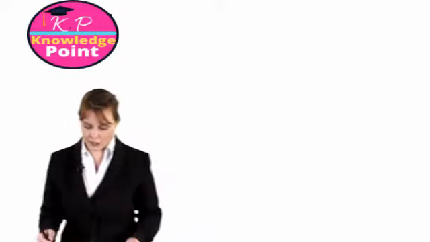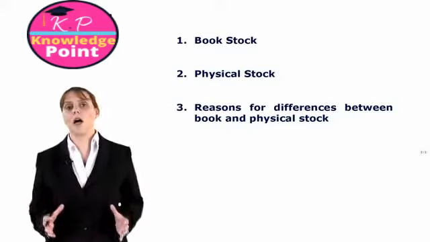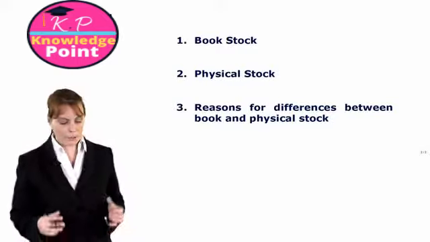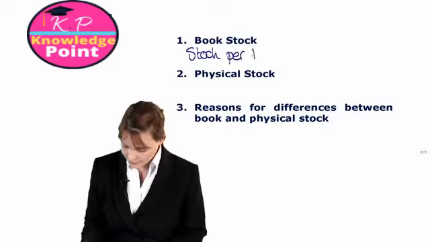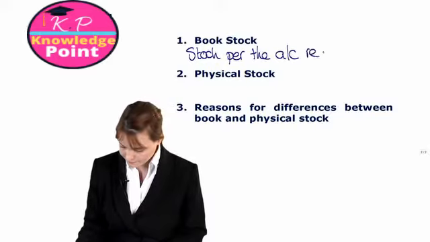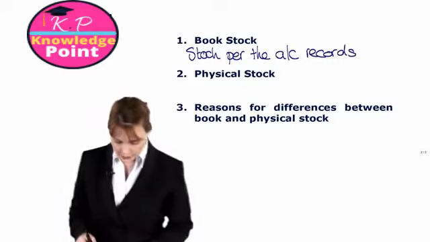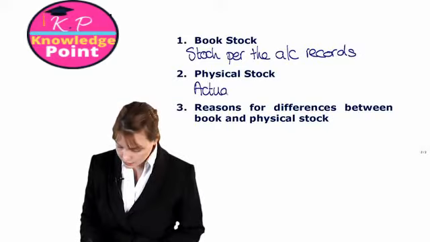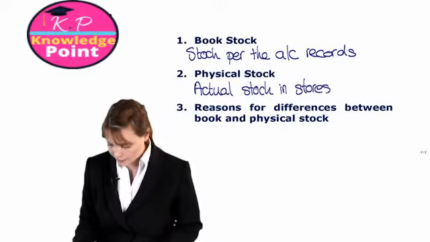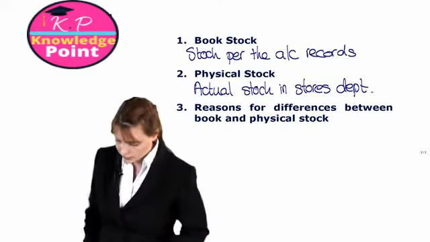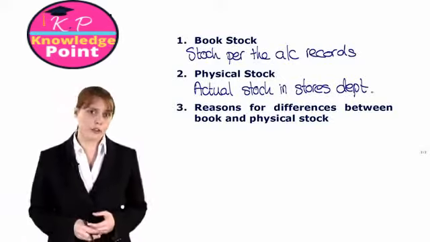Let's look at a bit of terminology. First of all, you need to be aware of the distinction between book stock and physical stock. Our book stock is our stock per the accounting records. Our physical stock, on the other hand, is our actual stock in the stores department. But I've just said, theoretically, these two things should be the same.